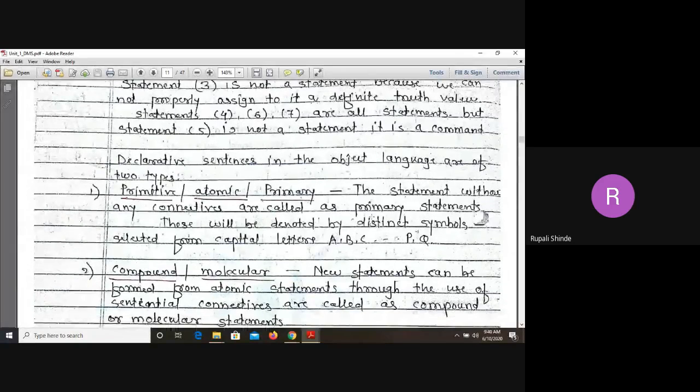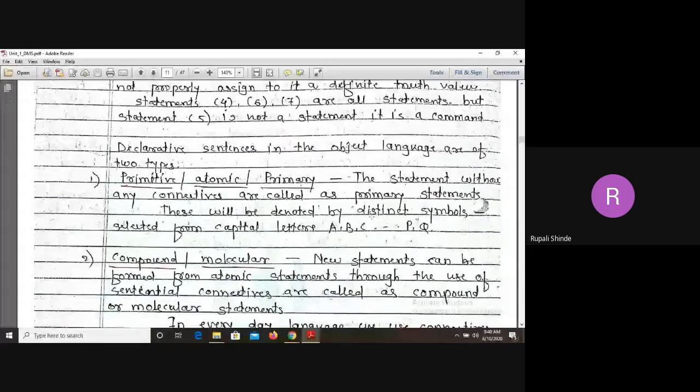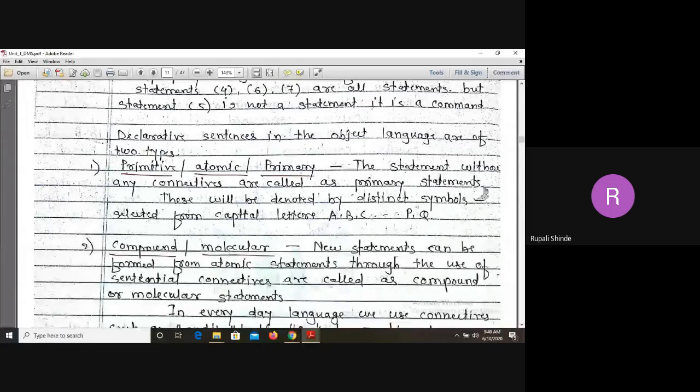statement. Okay. Now for the compound statement, a new statement that can be formed from the atomic statements through the use of sentential connectives is called a compound or molecular statement. Like today is Sunday and it is holiday. This one is called a compound statement because here and is used, and that and is called a sentential connective that is used to connect two different statements, that is, today is Sunday and the second one, it is holiday. These two statements are joined together using and. That's why this one is called a compound statement.